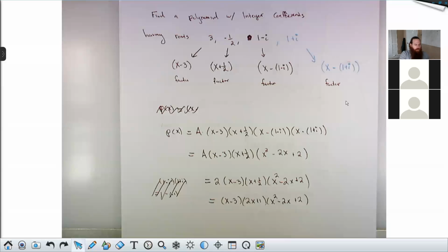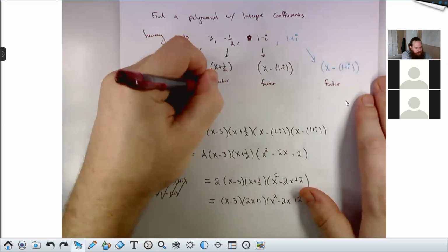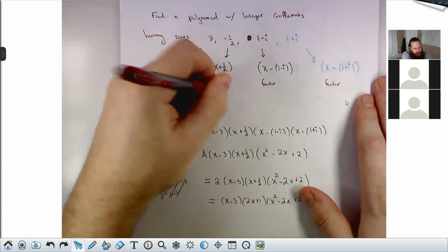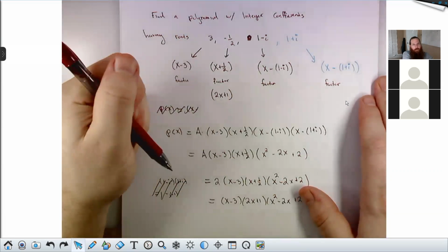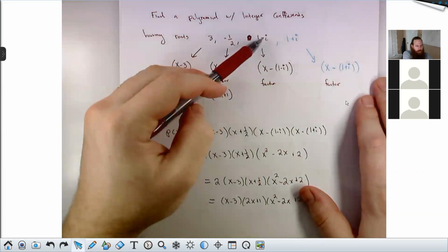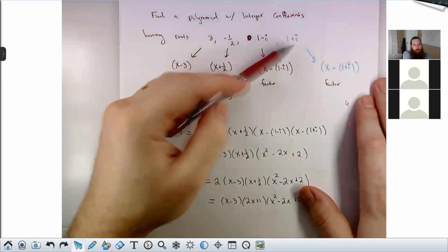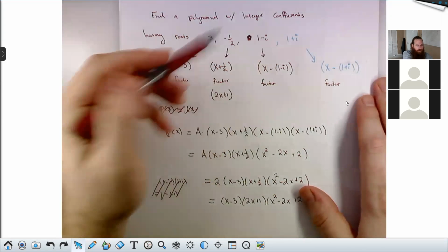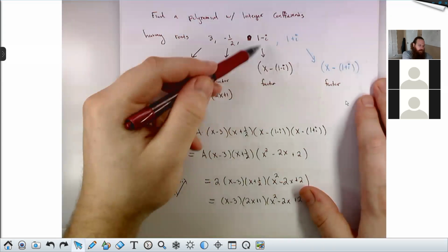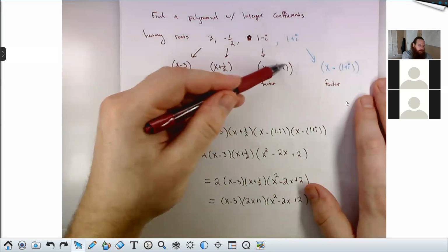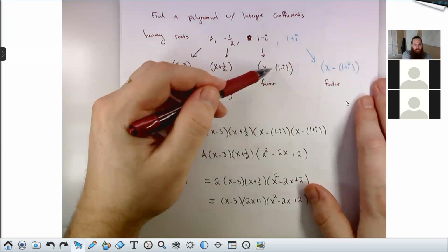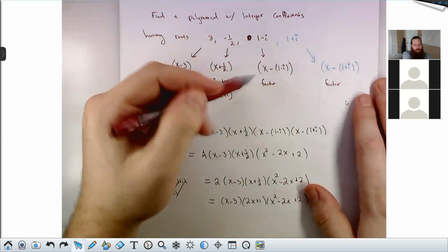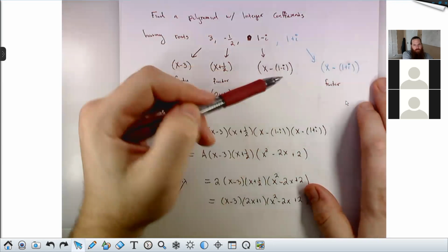So in other words, another way to start here would have been to use 2x plus 1 as my factor for the root negative 1/2. So make sure you remember that complex roots come in complex conjugate pairs. When you form the factors out of those complex roots, make sure you put the complex root in parentheses, like I did here, right? x minus (1 minus i), x minus (1 plus i).